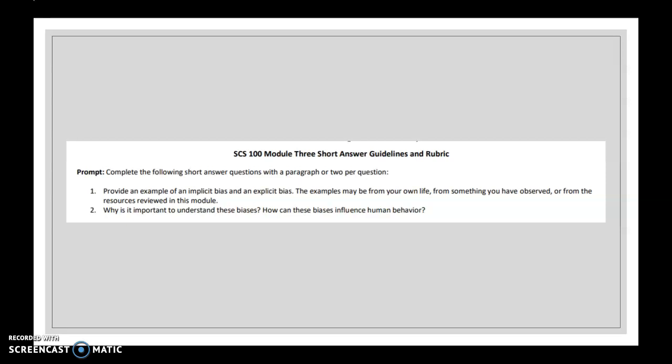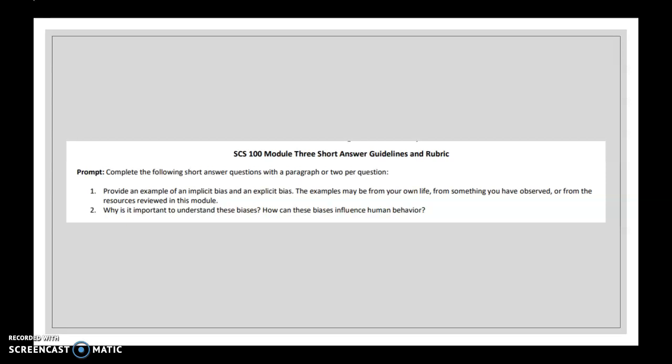Please make sure that you identify which is the implicit bias and which is the explicit bias. I need to be able to see that you understand the difference between the two. So you will also need to explain how it's an implicit bias or an explicit bias. How do you know the difference?